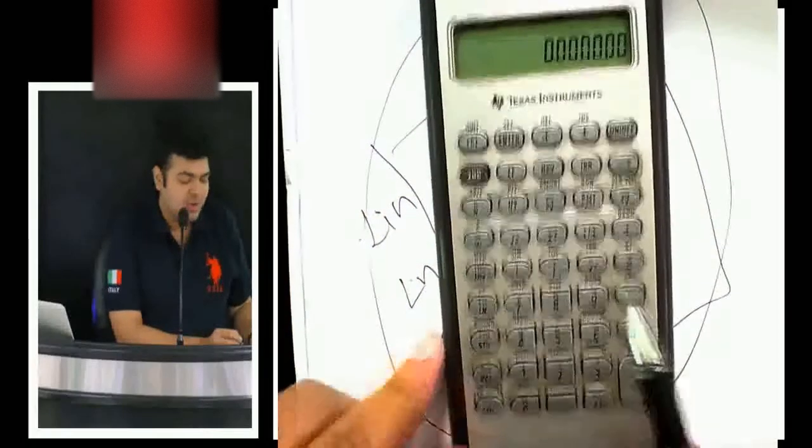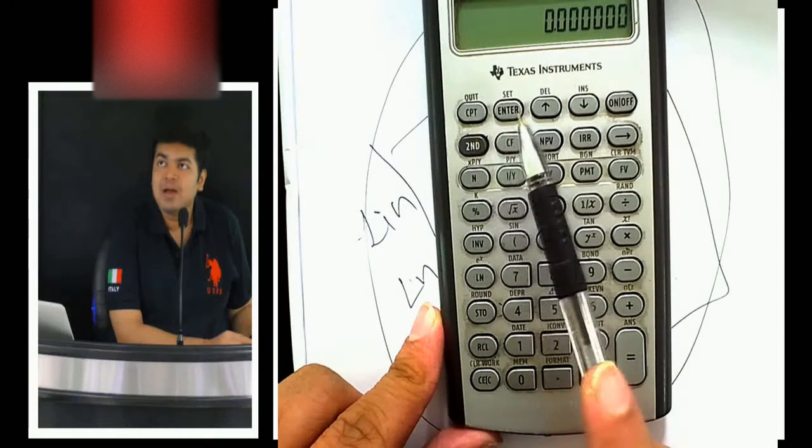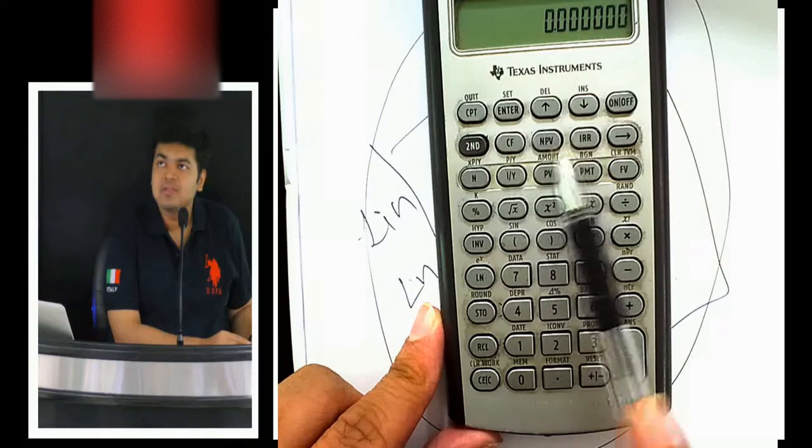Remember, I'll just quickly revise. You need to remember the CF function. You need to remember the enter, the arrows, the on and off. You need to definitely remember the CF, NPV, IRR.